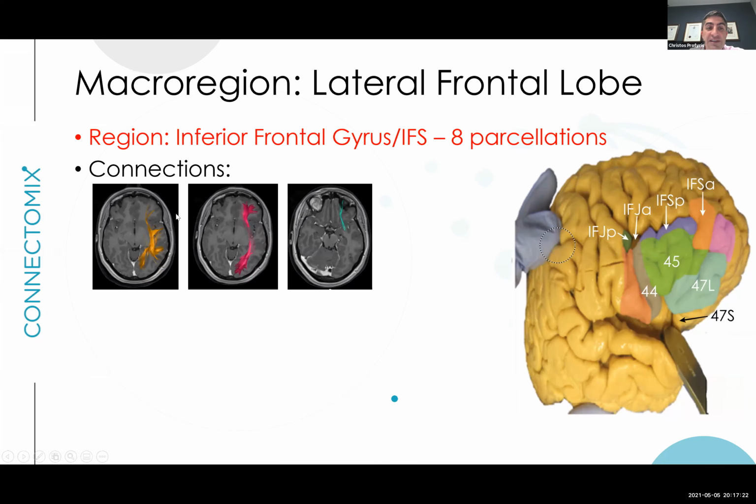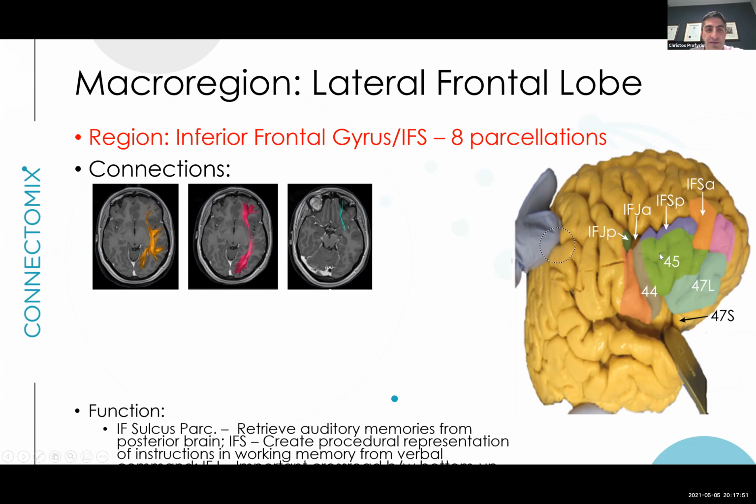Connections of this area is the superior longitudinal fasciculus with that arcuate fasciculus complex, and that makes sense because the arcuate fasciculus connects Broca's and Wernicke's areas. Again, the IFOF connecting the frontal lobe to the occipital lobe connects these parts of the brain. And the uncinate fasciculus, that tract that connects the inferior frontal lobe to the temporal pole, also connects these parcellations.